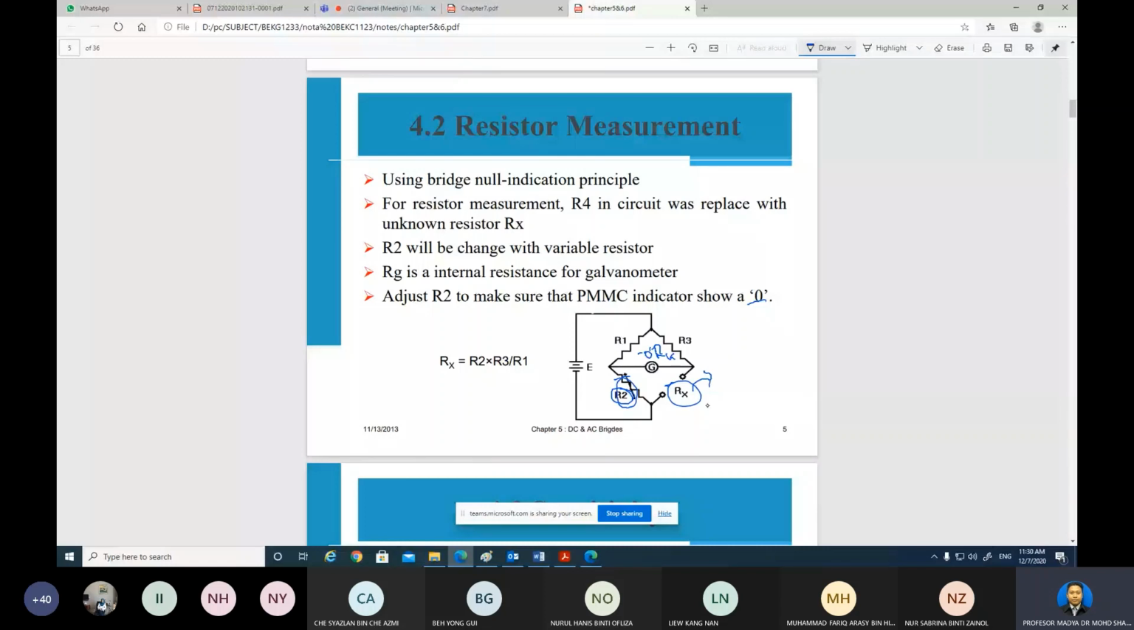R2 multiplied by R3 divided by R1. But some of the books write R3 multiplied by R2 divided by R1, depending on the position of R3 and R2. Some of the books refer to this one as R3, but some refer to this one as R2.